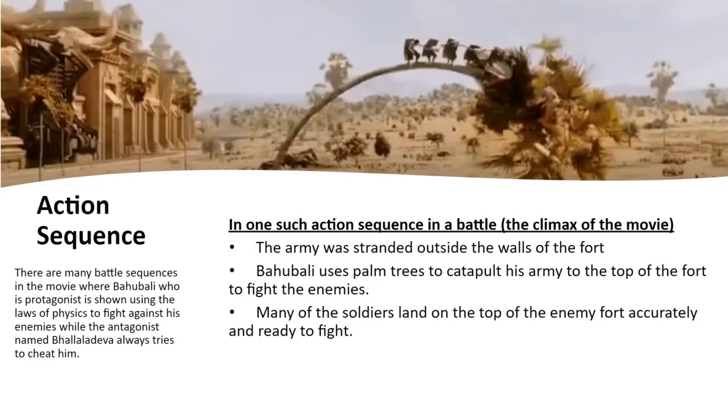The description of the scene. The army was stranded outside of the walls of the fort, and Bahubali uses palm trees to catapult his army to the top of this fort to fight the enemies. A group of 10 men uses a pulley attachment to the ground and a rope system to pull a palm tree to the ground, which is later anchored by rope.